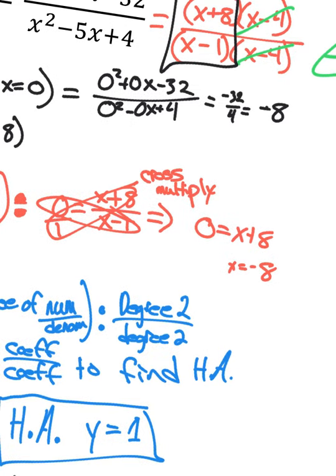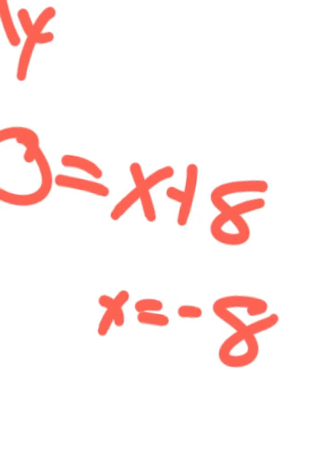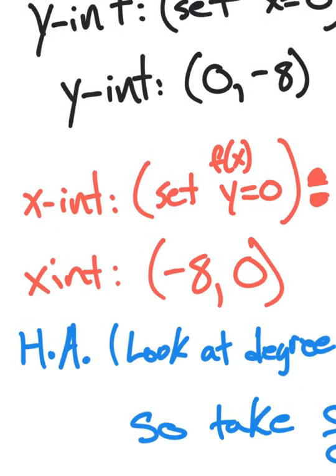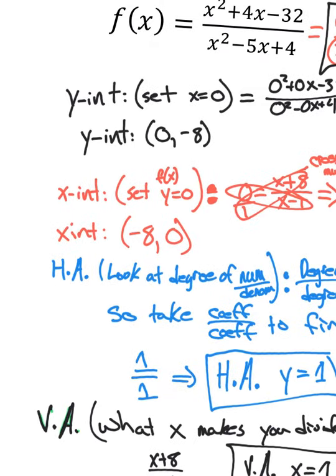0 equals x plus 8, right? What would give you 0 here? That would be x equaling negative 8. So my x-intercept is (negative 8, 0). Again, that's how you have to write your x-intercepts, or you will get points off. Okay, so that's my x and y intercept.